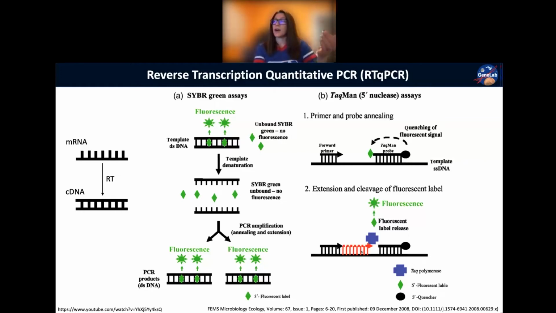So now, every time a copy of your region of interest is made, it's going to release a signal that you're going to capture and measure the amount of light. And so again, similar to what I described in SYBR Green, the more starting material you have, the more quickly your signal is going to get brighter.